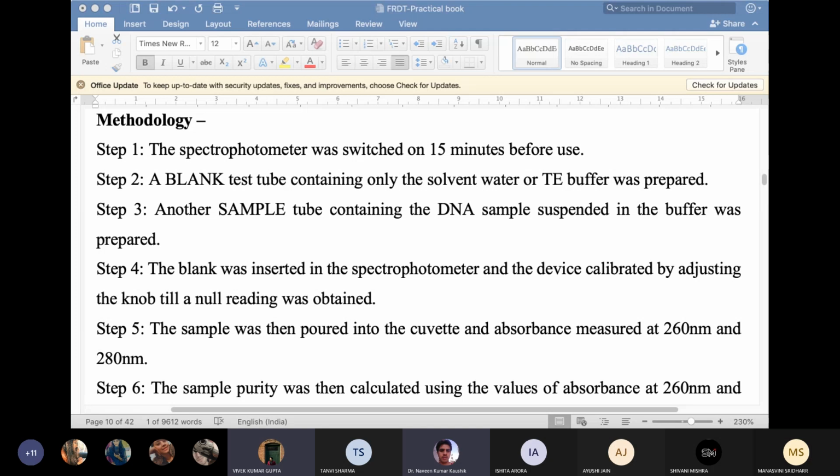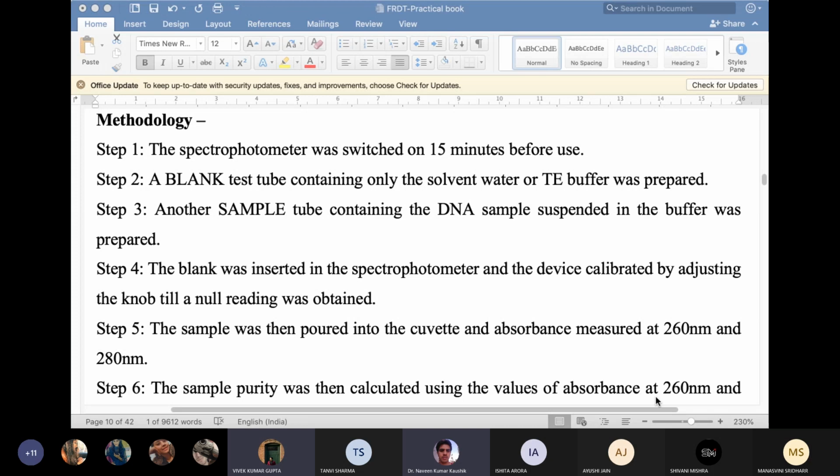Step one, the spectrophotometer was switched on 15 minutes before use. Step two, a blank test tube containing only the solvent, water, or buffer was prepared. Step three, another sample tube containing the DNA sample suspended in the buffer was prepared. Step four, the blank was inserted in the spectrophotometer and the device calibrated by adjusting the knob till a null reading was obtained. Step five, the sample was then poured into the cuvette and absorbance measured at 260 nanometers and 280 nanometers. Step six, the sample purity was then calculated using the values of absorbance at 260 nanometers and 280 nanometers.